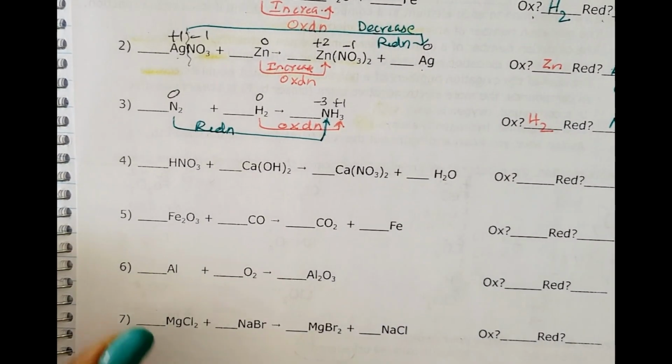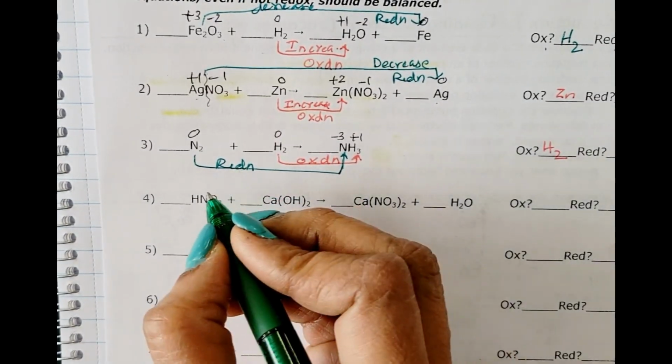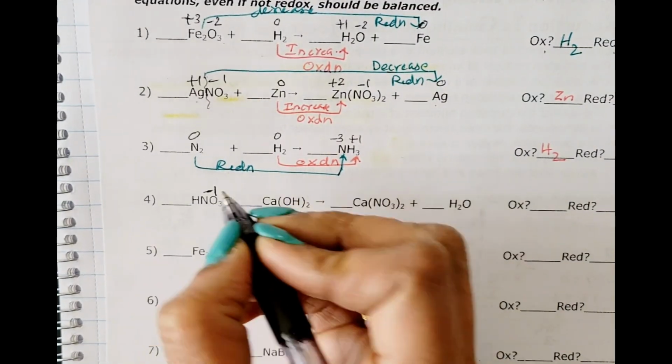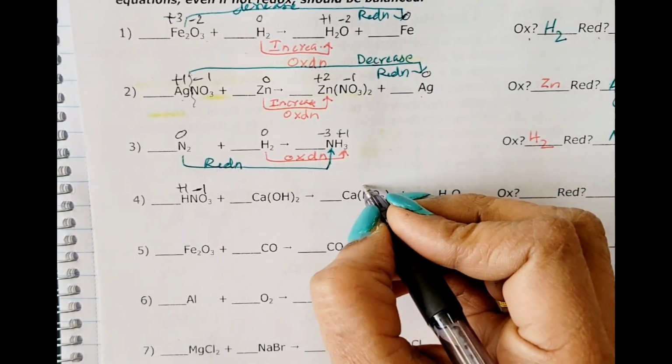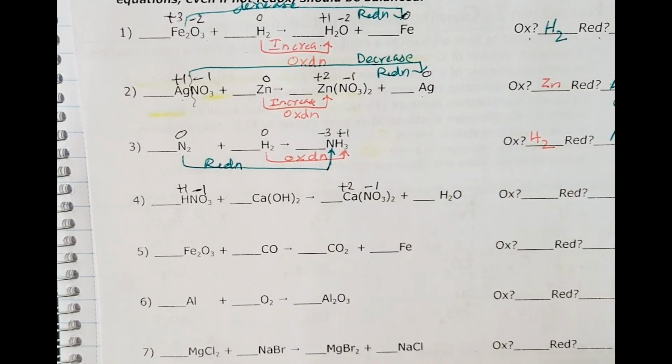Okay, let's see. I'm seeing nitrate on both sides, so I'll keep nitrate as nitrate. It is -1, hydrogen +1. Here also nitrate. There are 2 nitrates, so calcium will be positive.